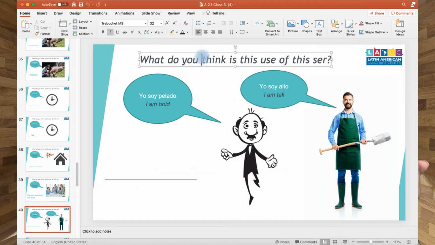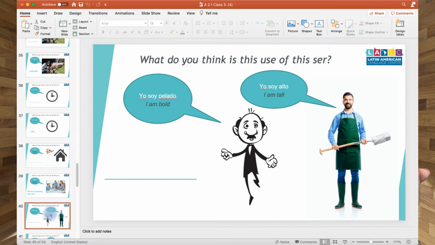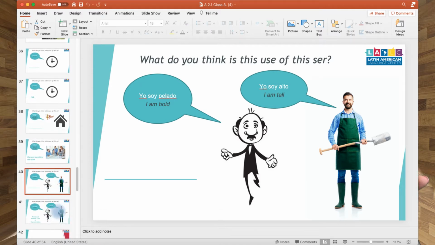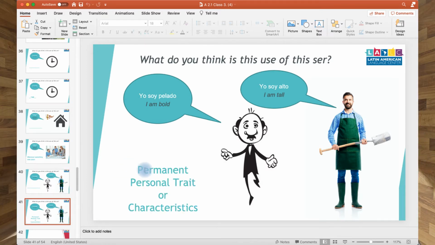Okay. Then, what about this one? What do you think is this use? Yo soy pelado, like I'm bald. Yo soy alto. Very good. If you were thinking of characteristics or personal traits, that's correct. Yo soy alto, pelado, but this is permanent, okay? Permanent characteristics.